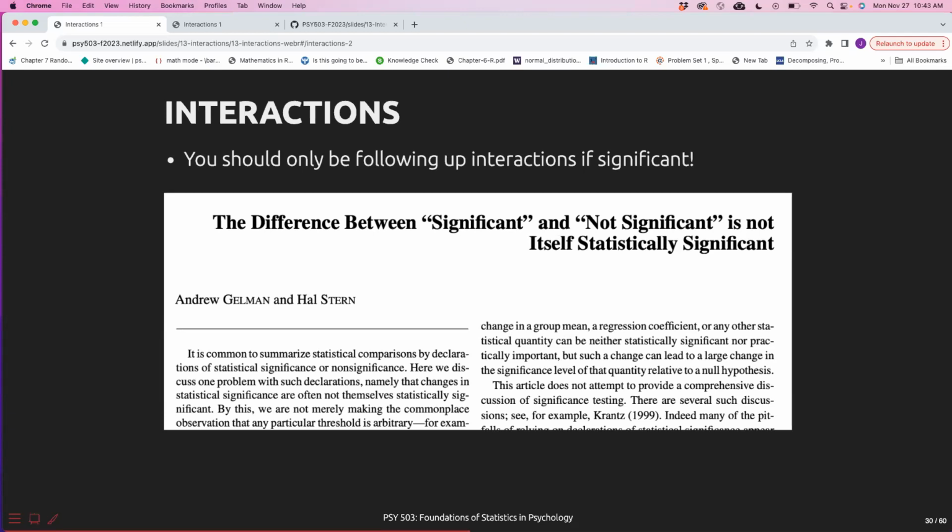You need to test for the interaction. If the interaction is not significant, then you shouldn't be following up with these simple slopes analyses. A lot of people do this. You should not do it, so keep that in mind. I don't know if you've seen this in papers, but always check to make sure that if the interaction is something that's theoretically important to you, that you're testing it.